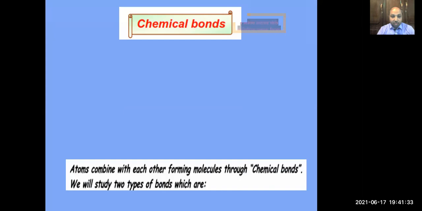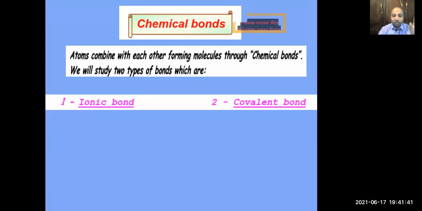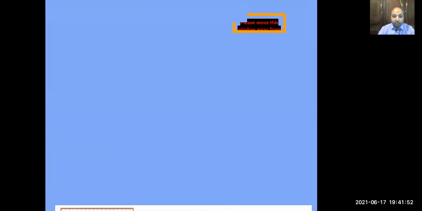Let's see chemical bonds. Atoms combine with each other, forming molecules through chemical bonds. We will study two types of bonds, which are the ionic bond and the covalent bond. But today, we are only going to study the ionic bond.